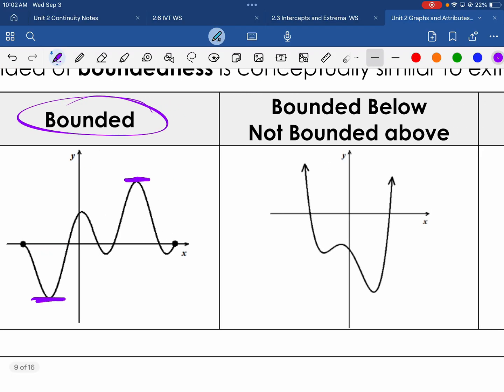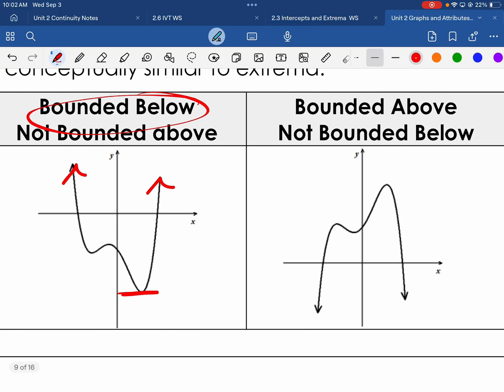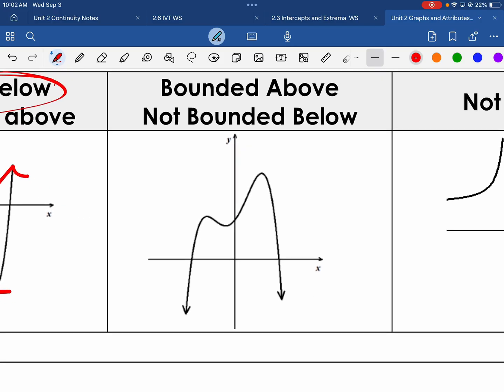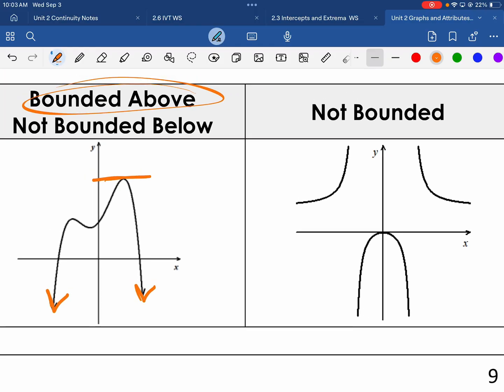Okay, on this next one, are you going up forever? Yes, because of these arrows right here. Are you going down forever? No, so this one would be bounded below. Not bounded above, just bounded below, because you're not going down forever. So if there's anything preventing it from going down forever or up forever, that would be a bounded graph. So this one here, we're going down forever, but we are bounded above.